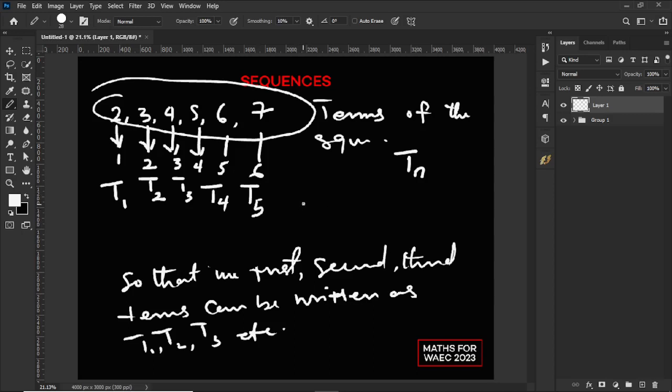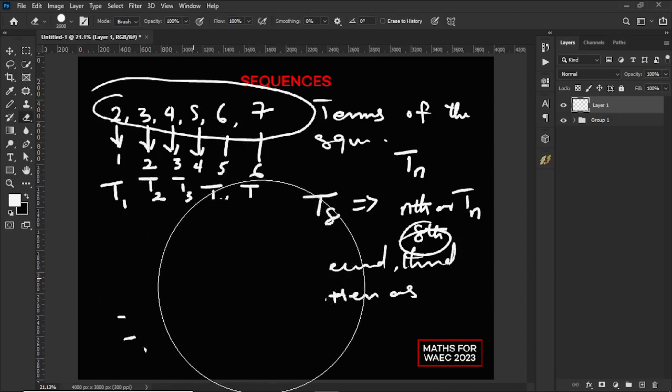So when somebody says find the eighth term, what they are asking you to look for is T8. Although in some textbooks you can see them representing it as nth instead of Tn. So you can either use nth or Tn. If you are using nth, then the eighth term is 8th. So let's move on now.